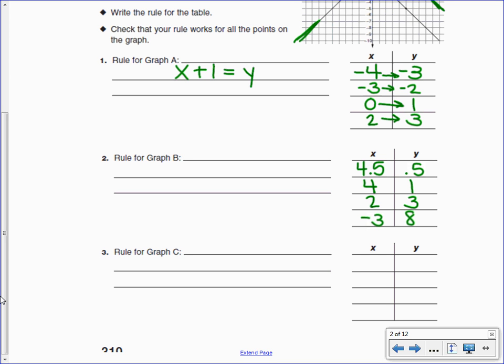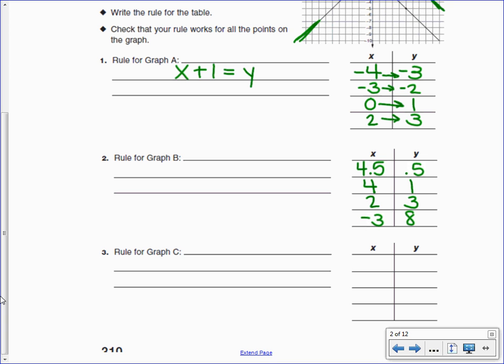This one is kind of tricky. I don't know if we've seen one like this. Here's my hint. Look at the X and the Y together. Do you notice a pattern when you put them together? It always equals what? 5. 5, right?